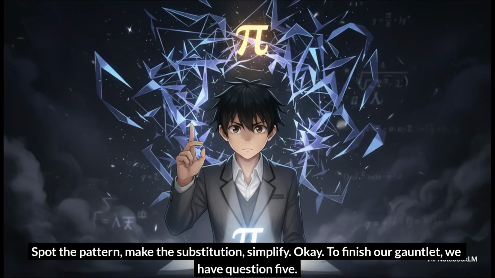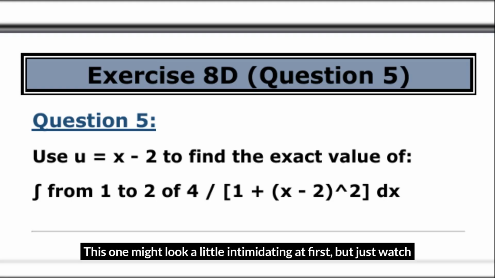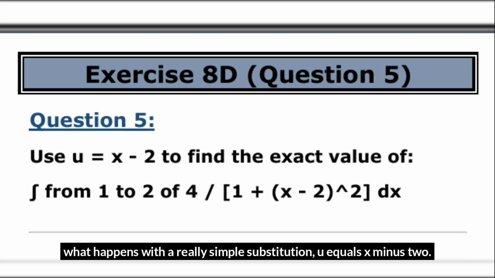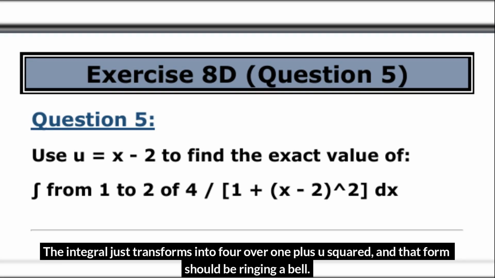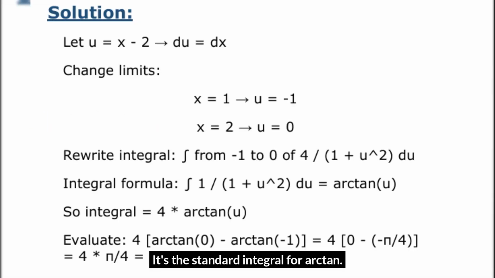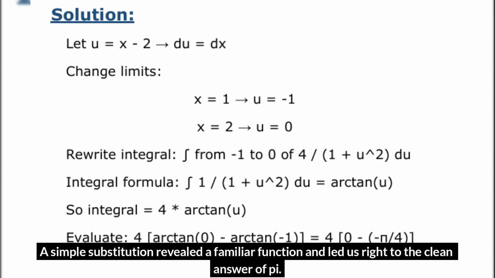Okay, to finish our gauntlet, we have question 5. This one might look a little intimidating at first, but just watch what happens with a really simple substitution. U equals x minus 2. The integral just transforms into 4 over 1 plus u squared. And that form should be ringing a bell. It's the standard integral for arctan. A simple substitution revealed a familiar function and led us right to the clean answer of pi.